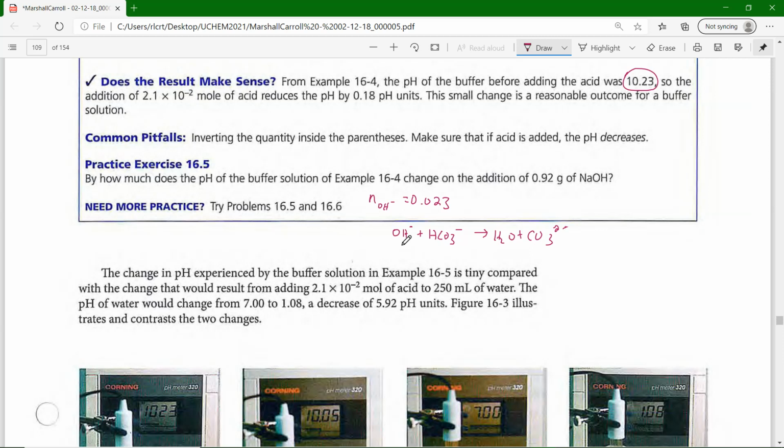So the initial number of moles of OH minus is 0.023. The initial number of moles of HCO3 minus from example 16.5 is 0.119. And the initial number of moles of the CO3 2 minus is 0.0943.